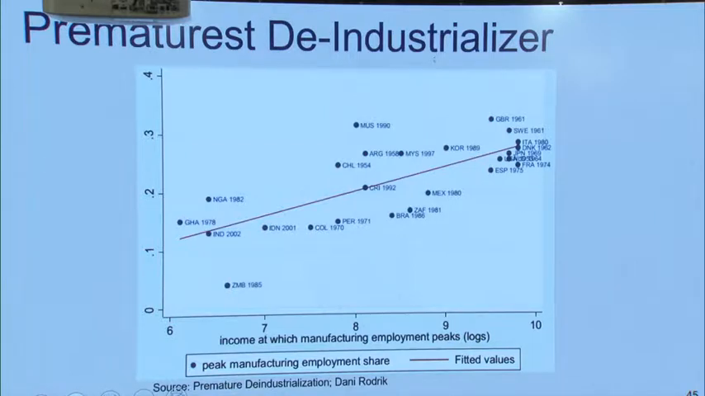And remember, this is actually registered and unregistered manufacturing. I'm going to tell you why in India, unregistered manufacturing is not like registered manufacturing. It's not high productivity. It's not high wage paying. So in that sense, India has been deindustrializing well before other countries did.